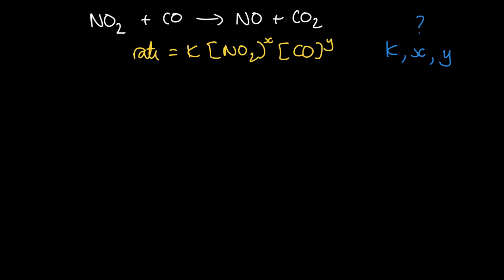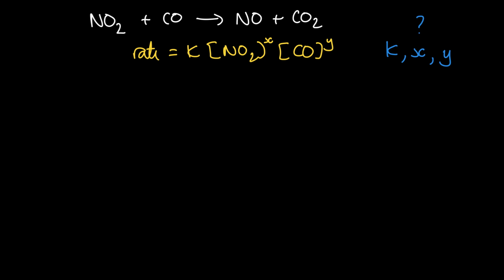And you might say, well, don't we actually know? Isn't it just 1 and 1? And the answer is not necessarily. It may be through sheer coincidence, just like a stopped clock can be right twice a day. But we have to do experiments to solve for those orders. And here's the way we're going to do it.